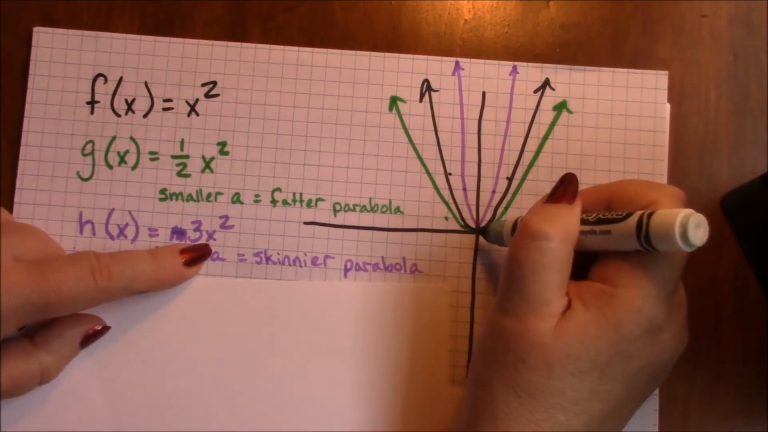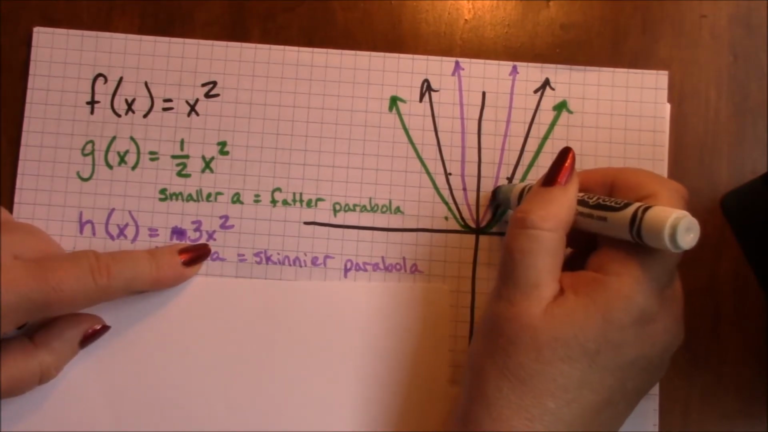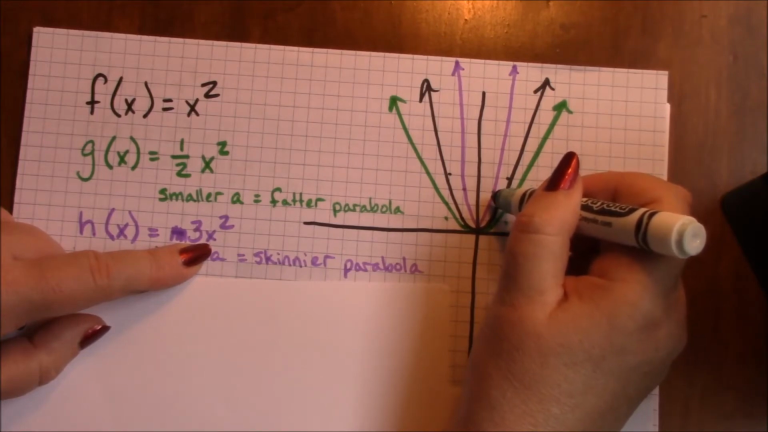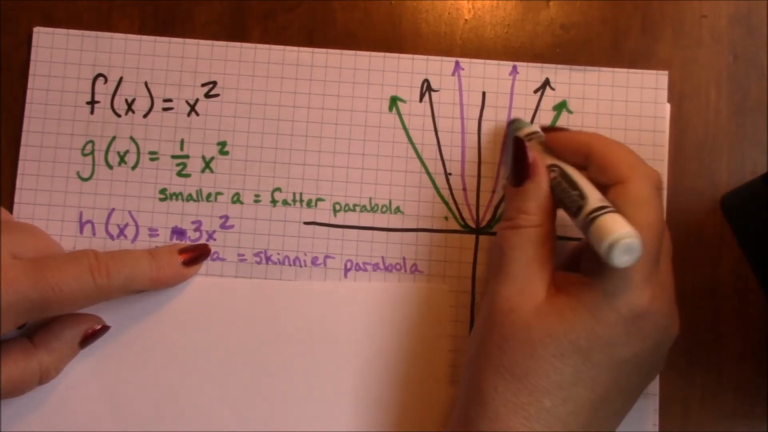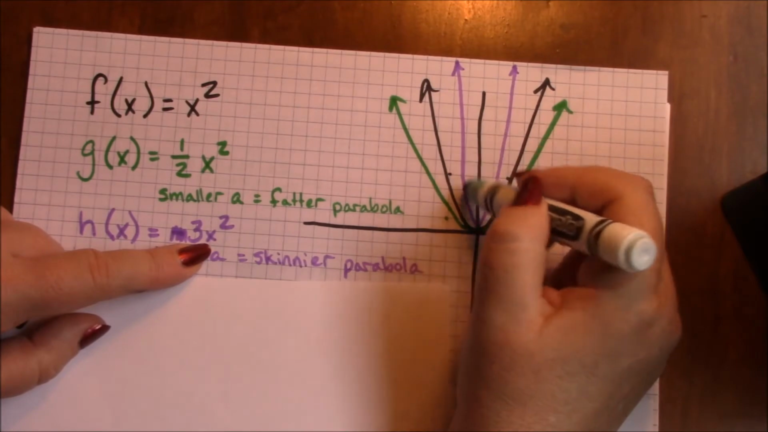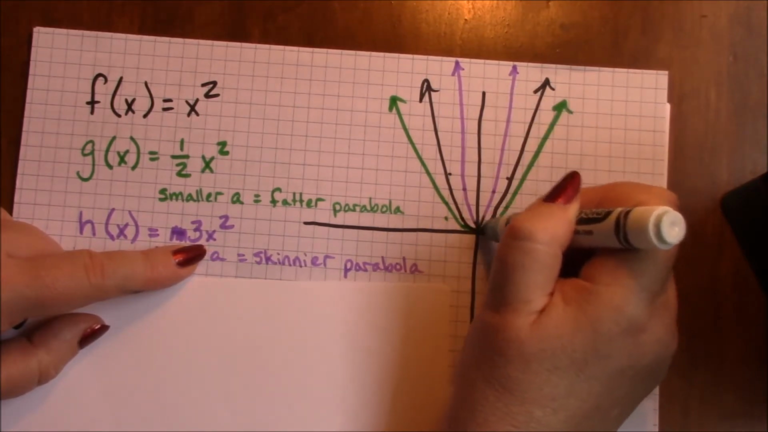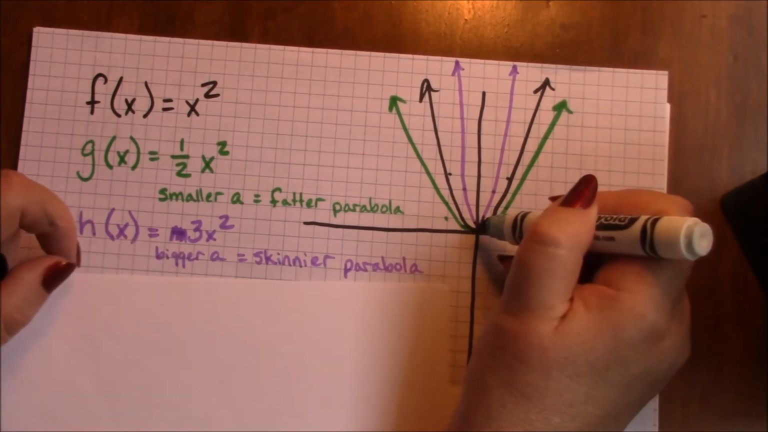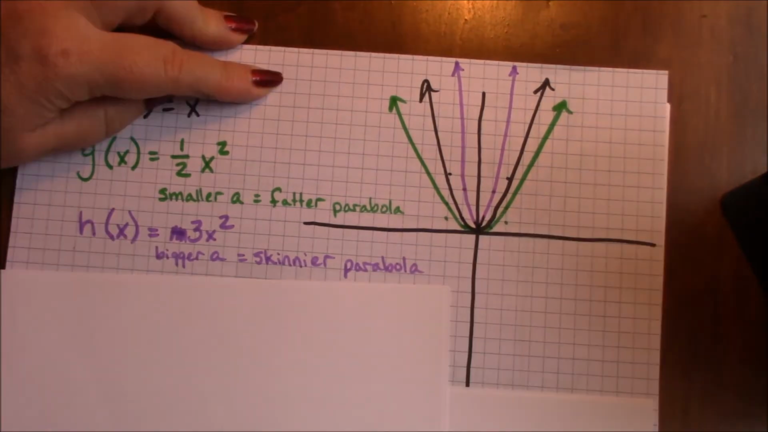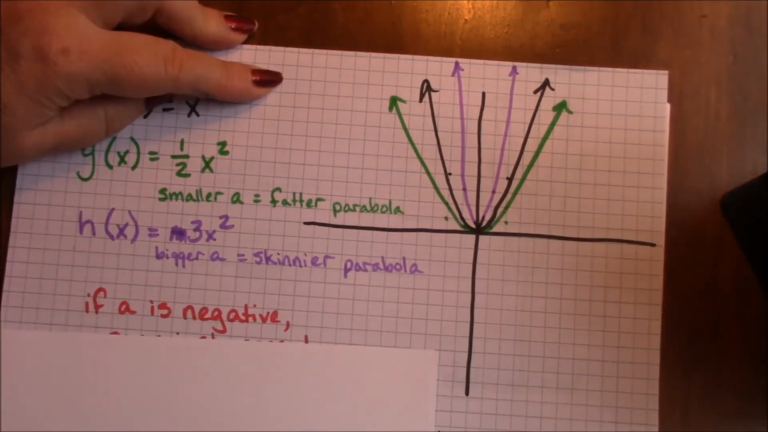If x is 1, y is 3. And when x is 2, y is 12. So it goes up very steeply, very quick. It is still a parabola. It's still curvy in the bottom here. Even though it's so skinny that it might look like a V, please remember that it's not.